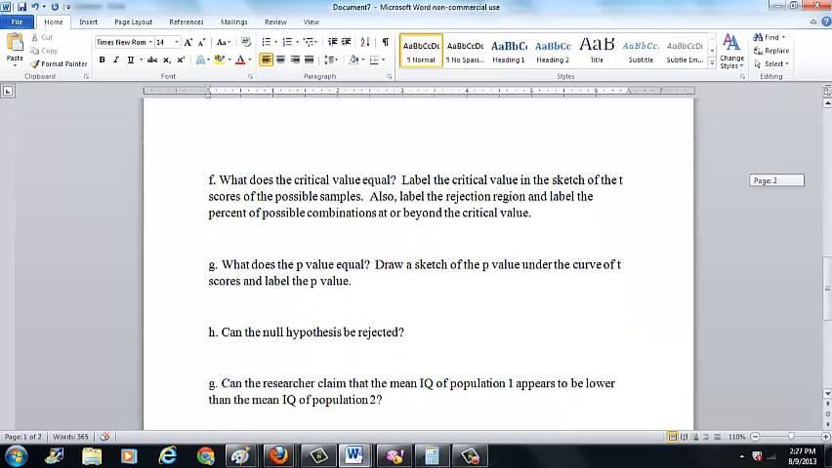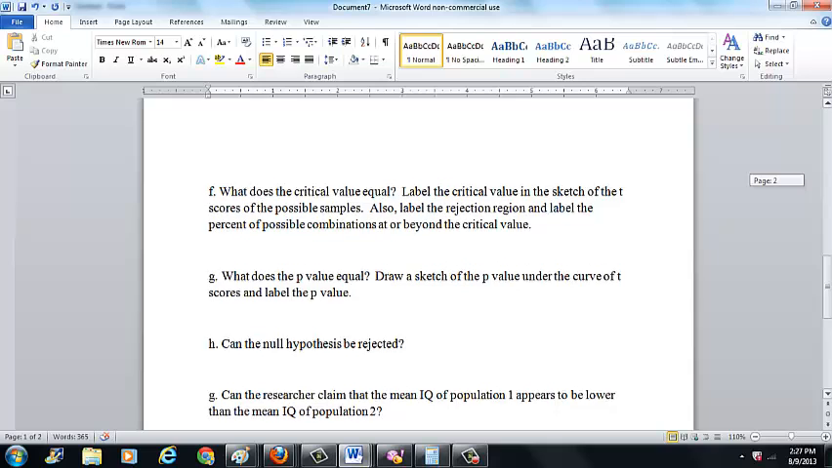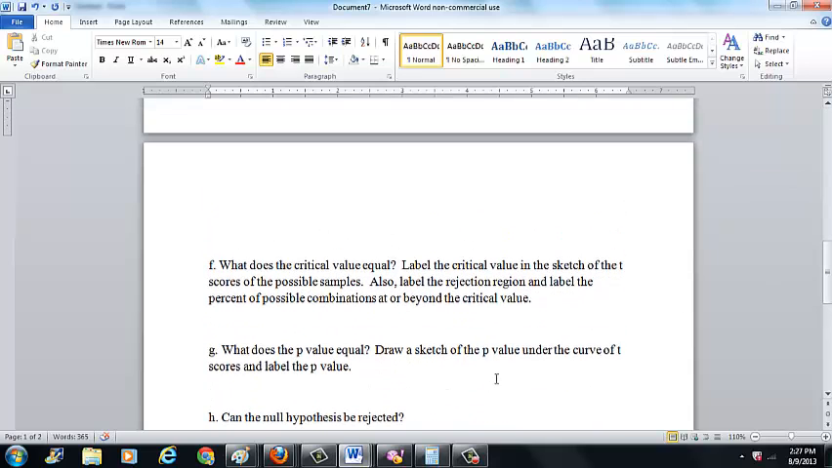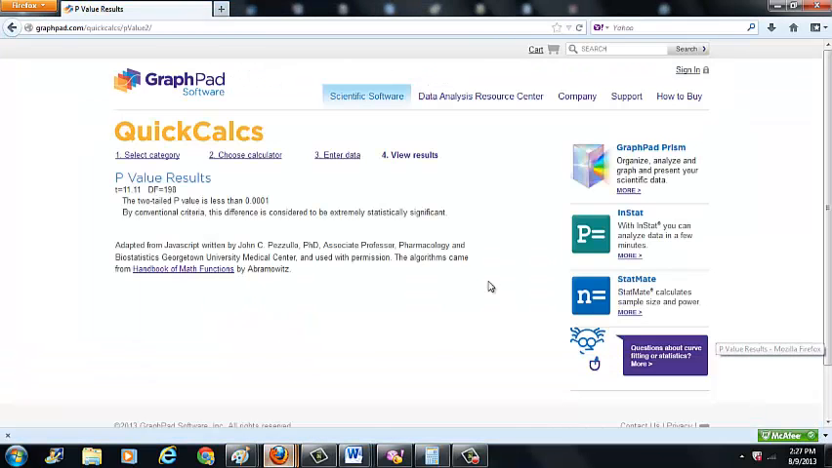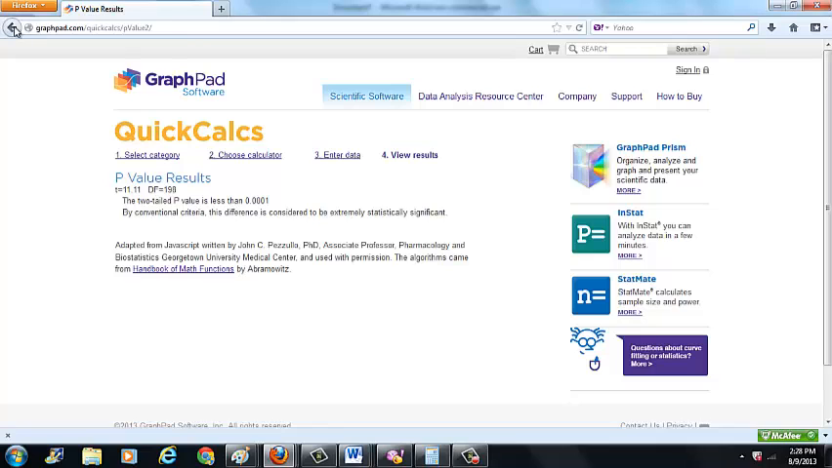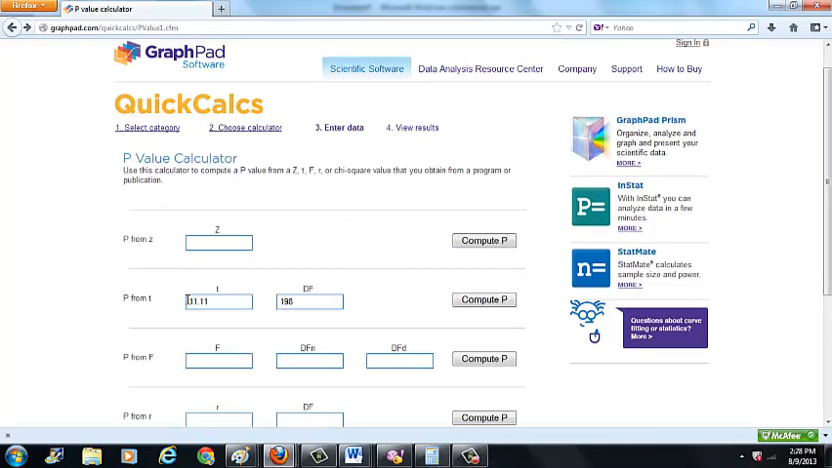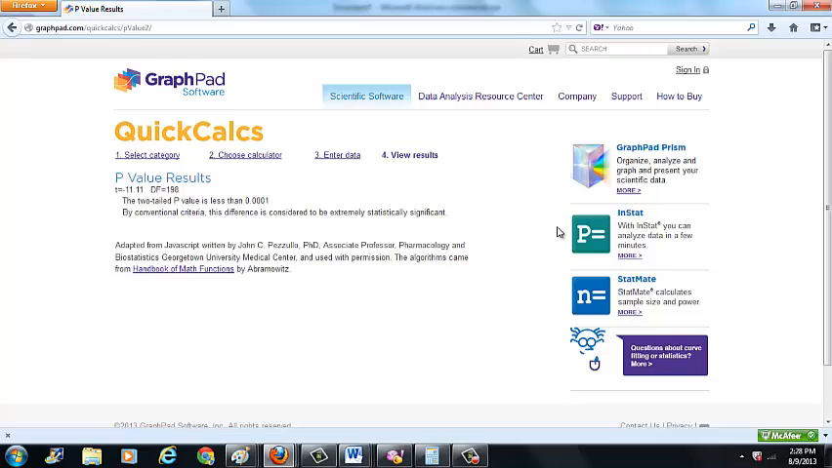This is what does the p-value equal? We need to go to our p-value calculator, type in our t-score, which was negative 11.11. Our df is still 198. Still comes out to less than 0.0001.